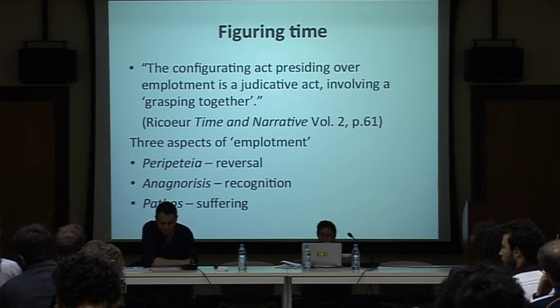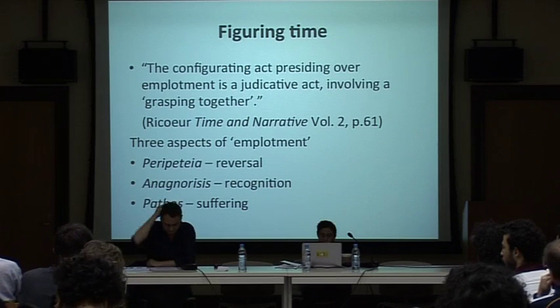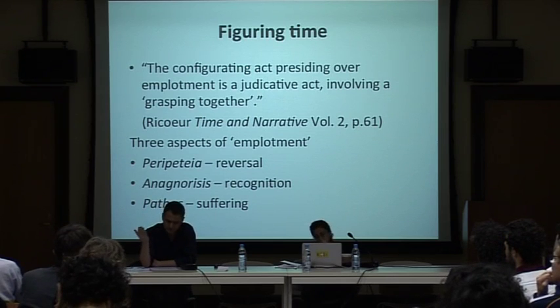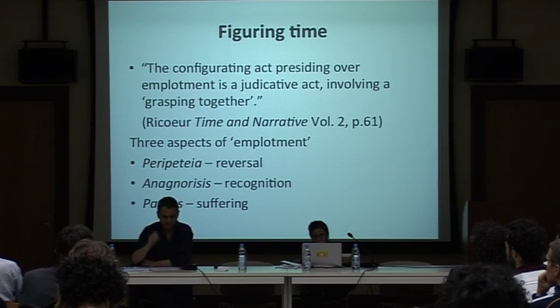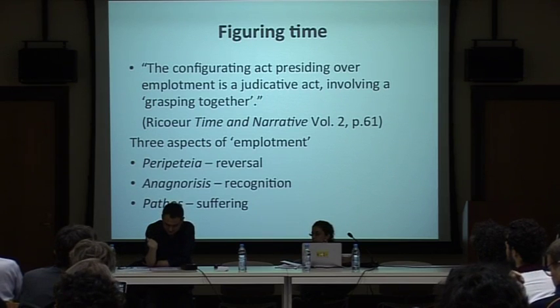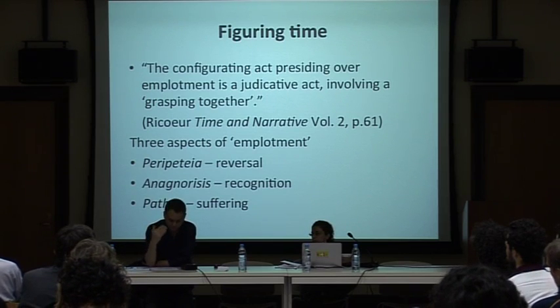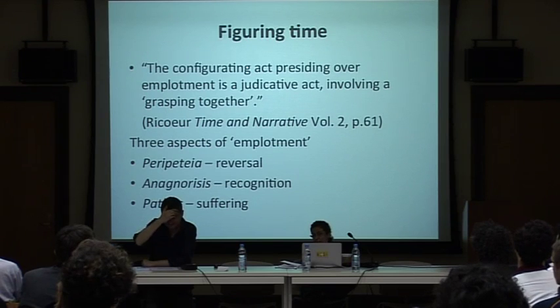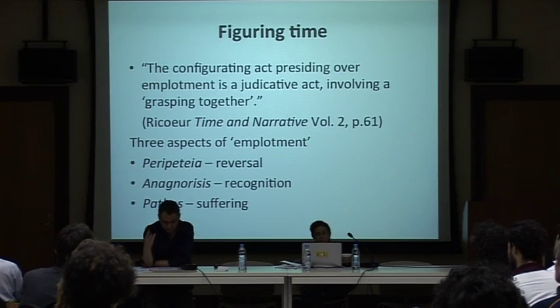This narrative configuration or emplotment has three aspects that Ricoeur appropriates from Aristotle's Poetics: peripeteia or reversal, anagnorisis or recognition, and pathos or suffering. Now, literary narrative for Ricoeur exemplifies the configuration of time as the co-imbrication of reversal, recognition, and suffering in what Ricoeur calls a dissonant concordance, free from the implausible resolutions of teleological synthesis, whether metaphysical or dialectical.